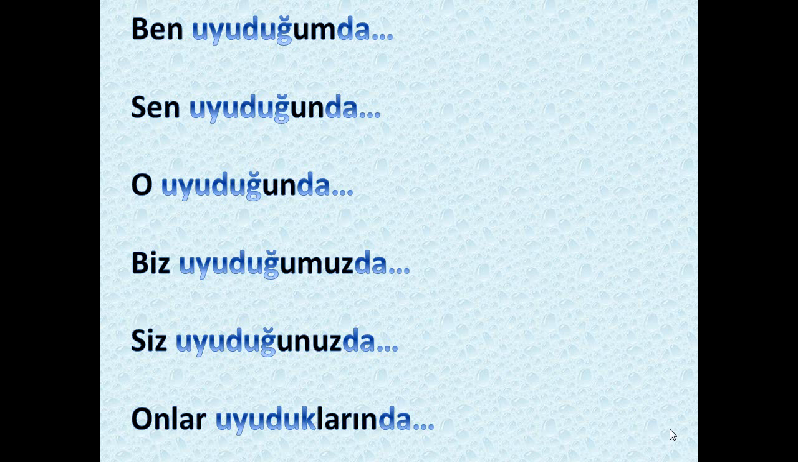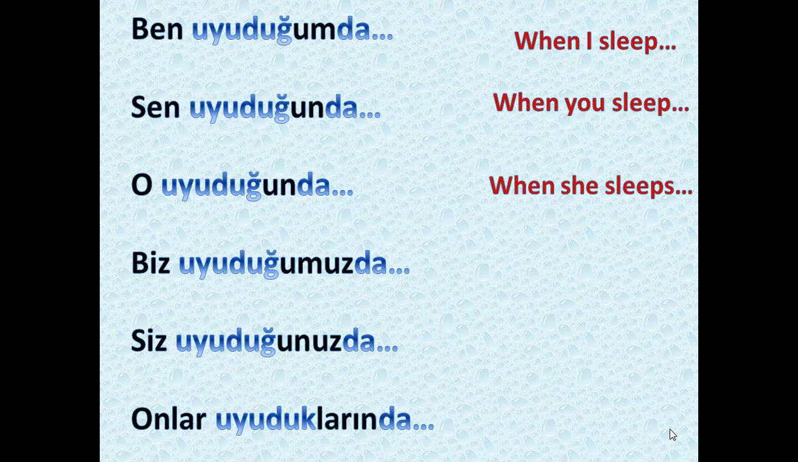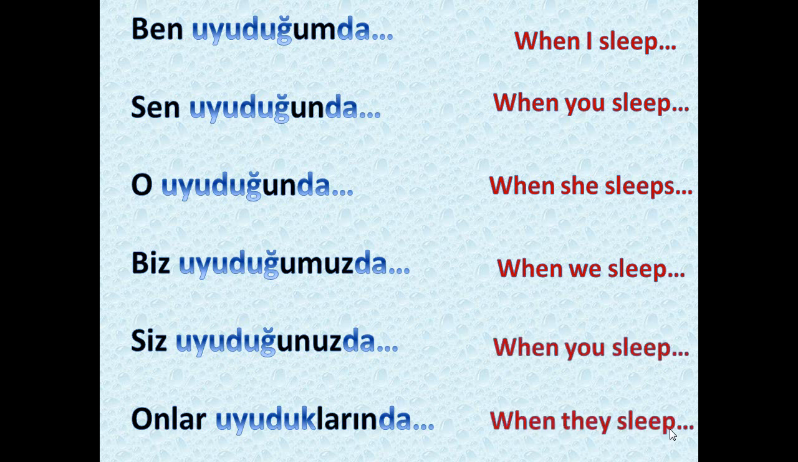Ben uyuduğumda. When I sleep, or when I slept, or when I'm going to sleep. So I just wrote the simple present kind of meaning. Sen uyuduğunda, when you sleep, o uyuduğunda, when she sleeps, biz uyuduğumuzda, when we sleep. Siz uyuduğunuzda, when you sleep, onlar uyuduklarında, when they sleep.